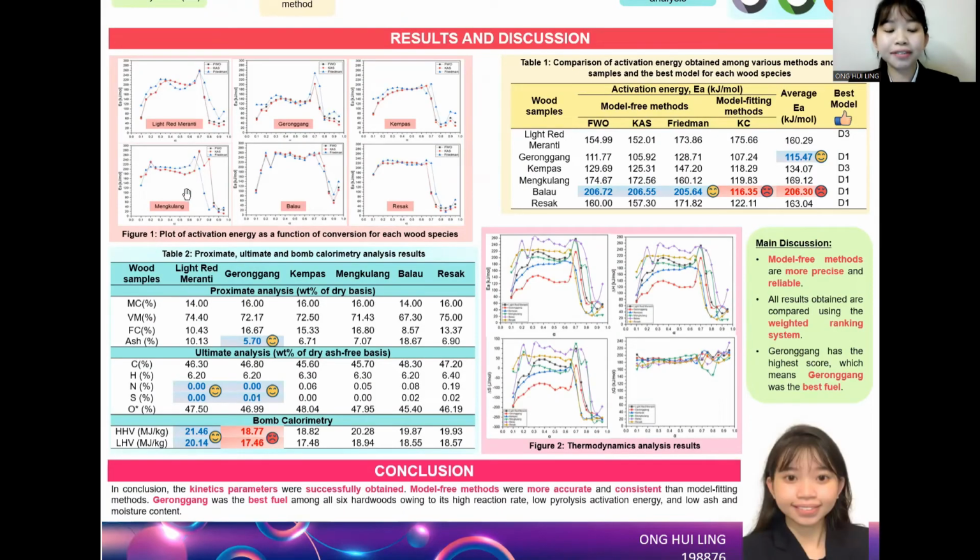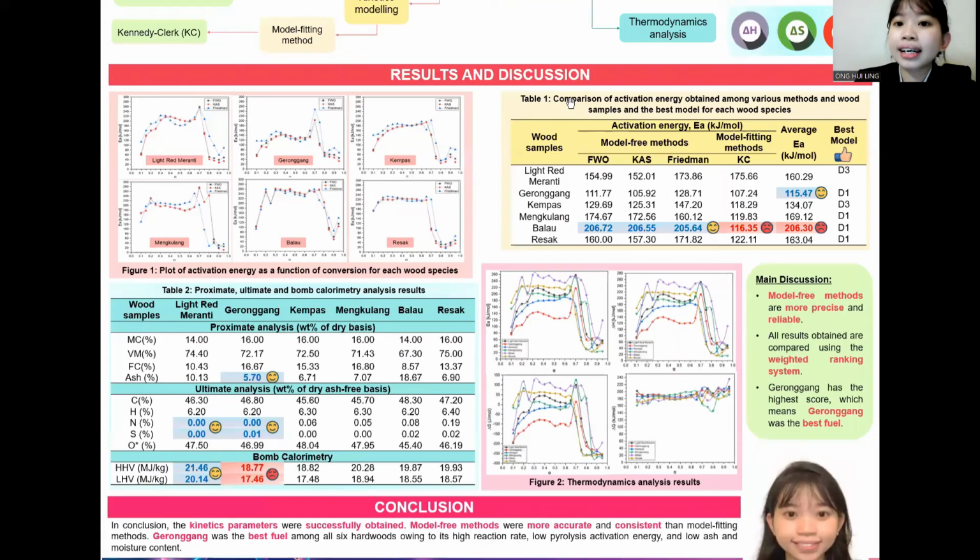Figure 1 shows the activation energy of wood sample at each conversion. All wood sample shows a similar trend. The activation energy increases at the beginning until conversion 0.3 and then remain almost constant, then drop significantly after conversion 0.7. The variations of activation energy with conversion implies that the process is a complex multi-step mechanism and that activation energy was conversion dependent.